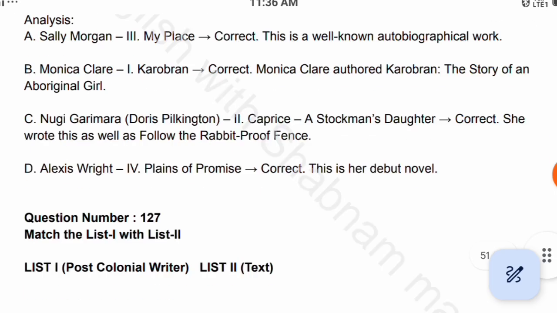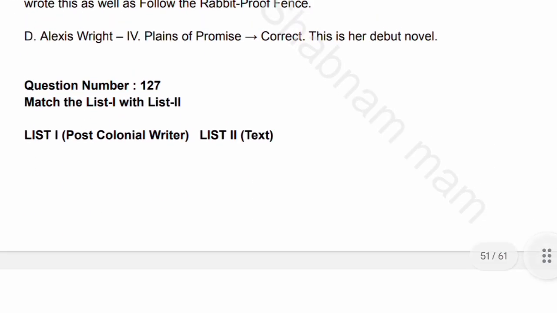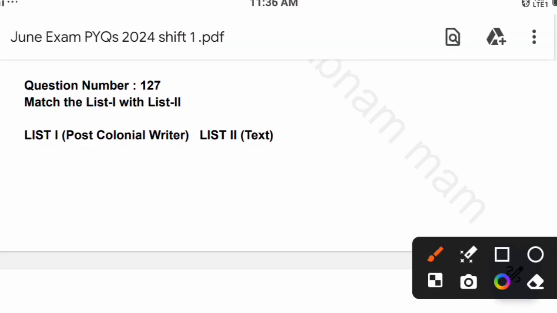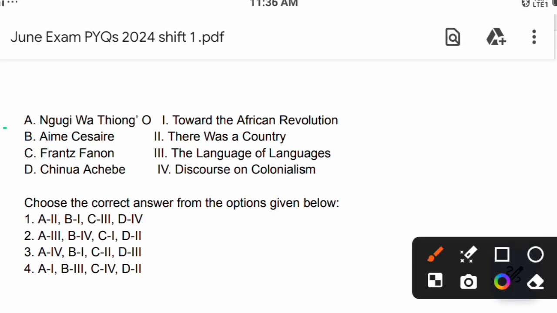Next question. This is also matching. Match the list first with list second. First, you have the post-colonial writer and second the text. See the options here. Ngugi wa Thiong'o, B. Aimé Césaire, C. Franz Fanon, and D. Chinua Achebe. What could be the correct answer? You have to match accordingly. Ngugi wa Thiong'o, these are the post-colonial writers, and this is the text.